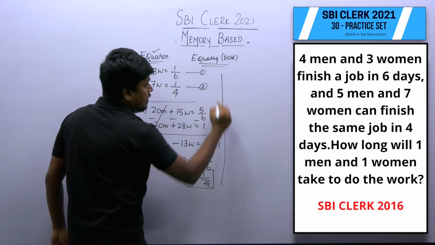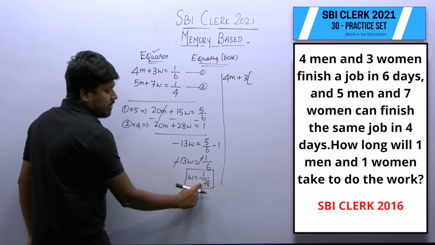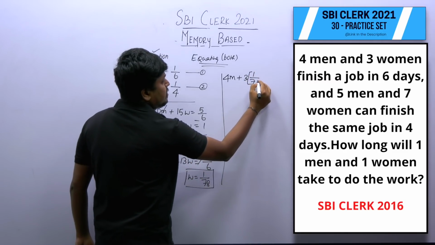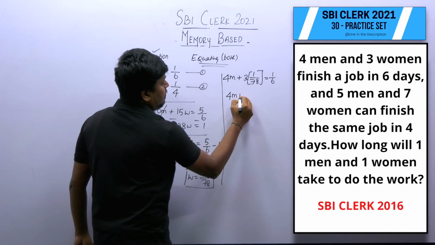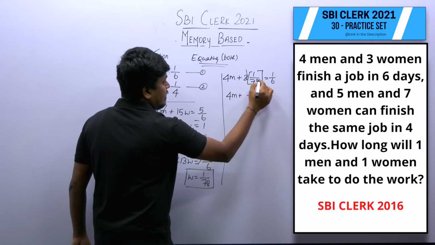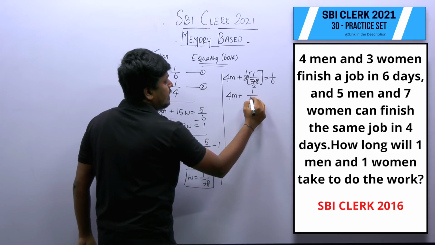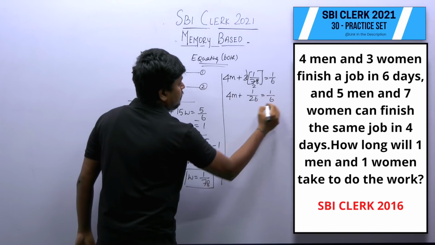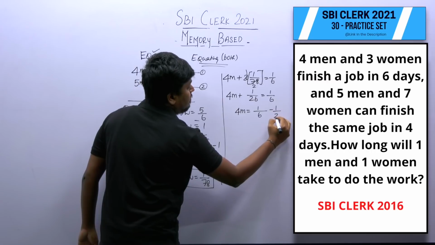So this can be written as 4 men plus 3 into 1 woman. Woman is equal to 1 by 78, so substitute 1 by 78 here, which is equal to 1 by 6. So 4 men, 3 times... 3 2s are 6, remaining will be 1 by 26, 6 3s are 18, 26, 1 by 6. So 4 men is equal to 1 by 6 minus 1 by 26.